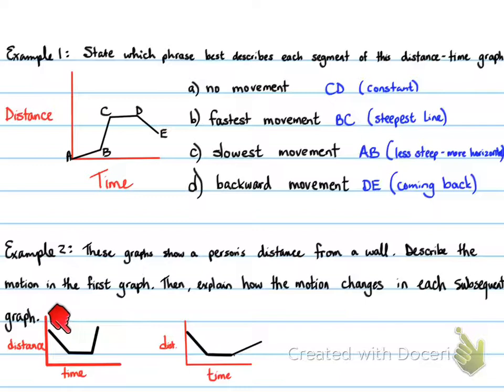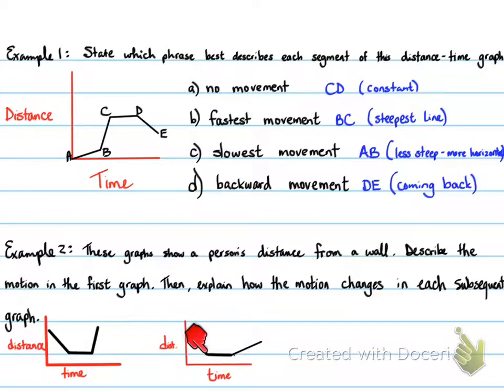Now, in comparison to the other distance time graph over here, what can you say in comparison to this? Well, these two are still the same. So the person moves towards the sensor at a steady pace. The person stands still for a certain amount of time.